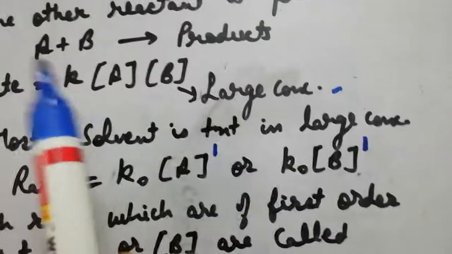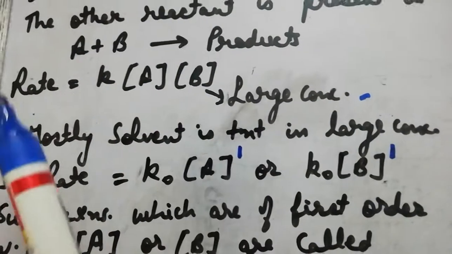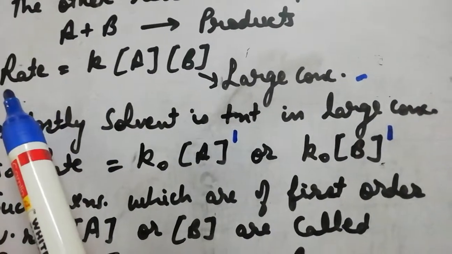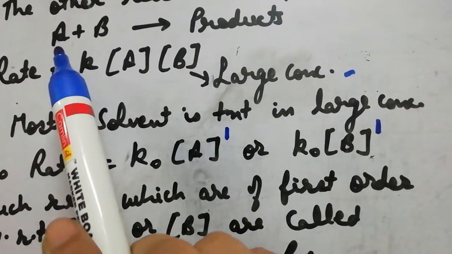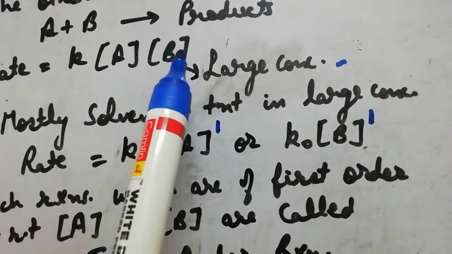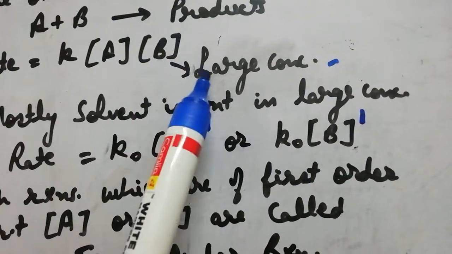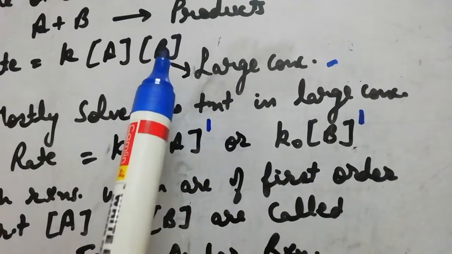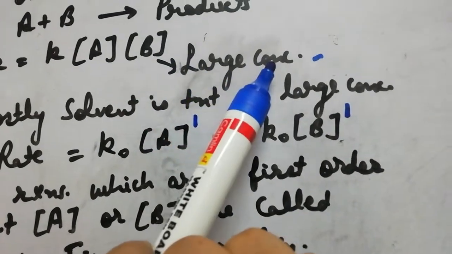So let us consider this reaction in which reactant A and B react to give the products. So this is how we can write the rate of reaction. Rate of reaction is equal to rate constant multiplied by concentration of reactant A into concentration of the other reactant, that is B. So let us suppose that here B is present in large concentration, or B is our solvent molecule. So we know that solvent molecules are present in large concentration and their concentration is taken to be constant.